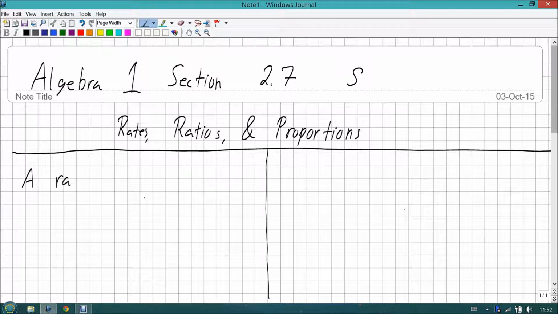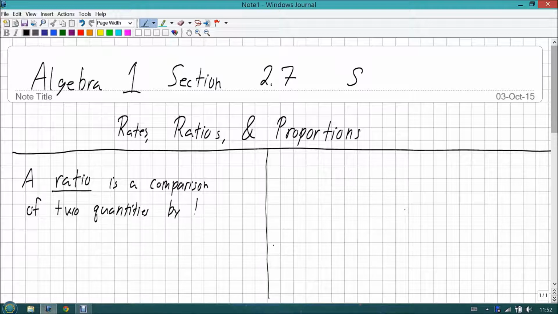A ratio, not to be confused with Horatio, who is an awesome character in Shakespeare's Hamlet. A ratio is a comparison of two quantities by division.